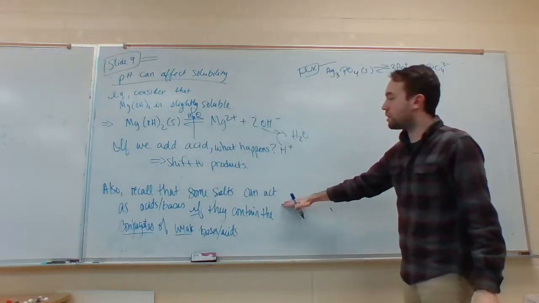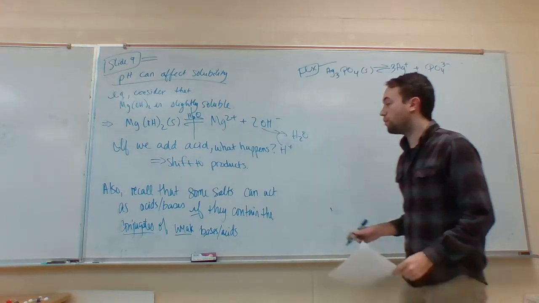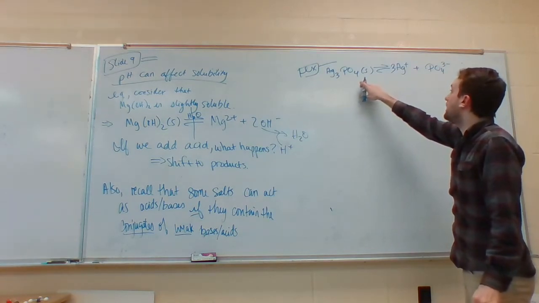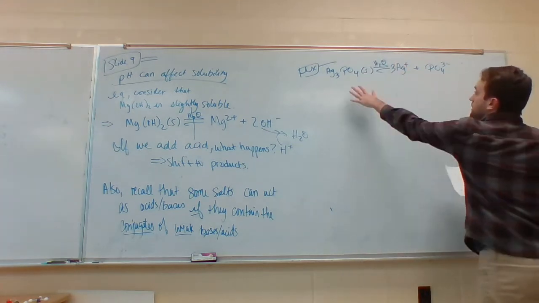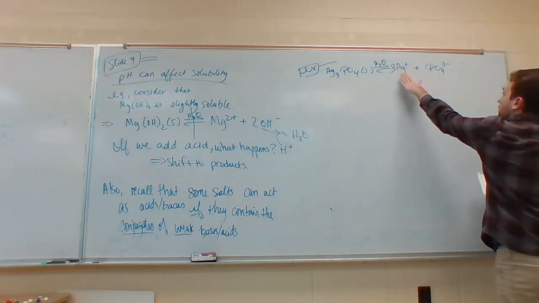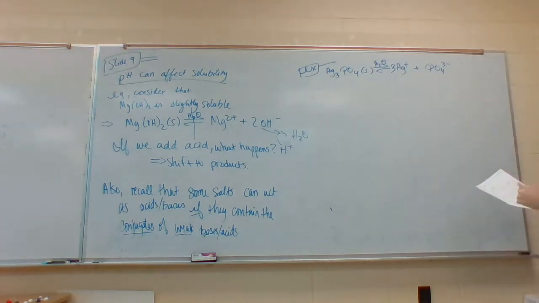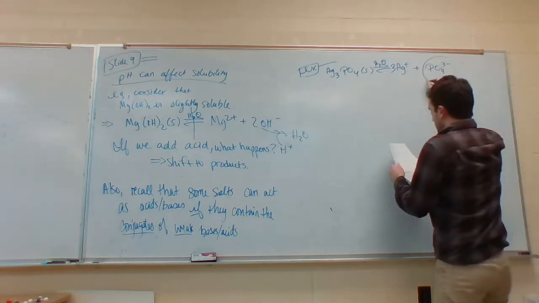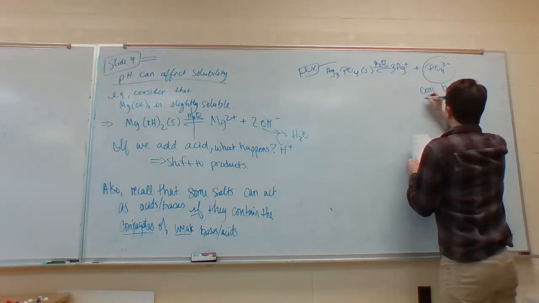Also, recall that some salts can act as acids and bases if they contain the conjugates of weak bases and acids. So for example, we would have silver phosphate. We add that to water, and since this is sparingly soluble, it will form an equilibrium with 3 silver ions and a phosphate ion. So this phosphate ion is a conjugate base of a weak acid.